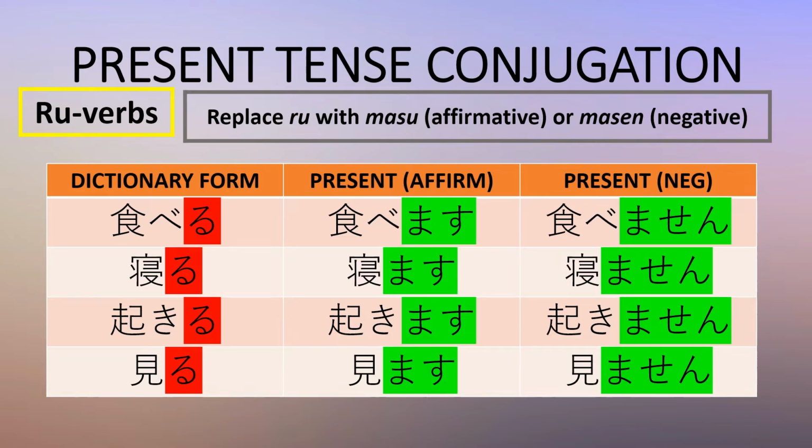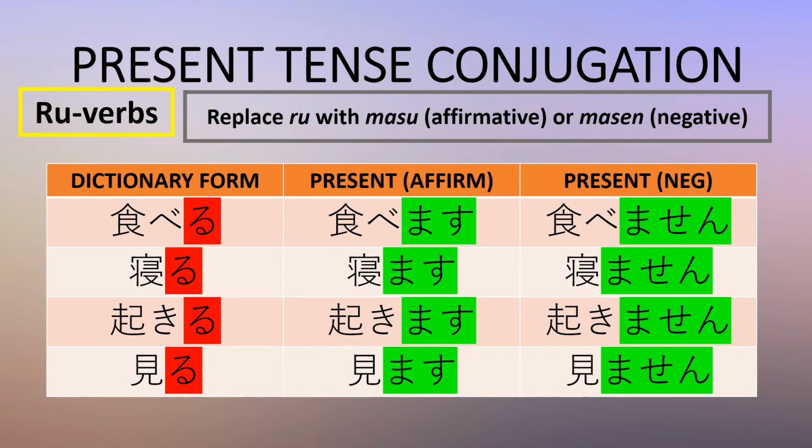To eat. Eating. I am eating, we are eating. In the negative, not eating, he's not eating, I am not eating: tabemasen. For sleeping, neru.